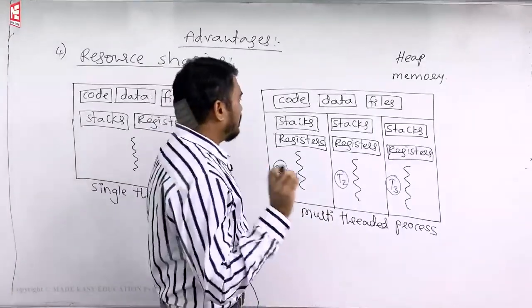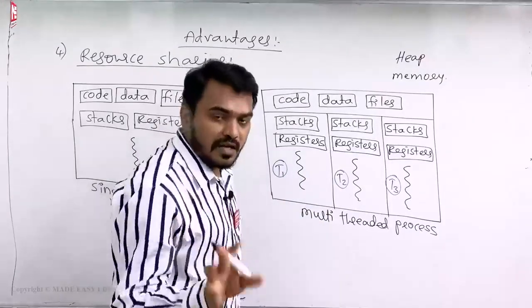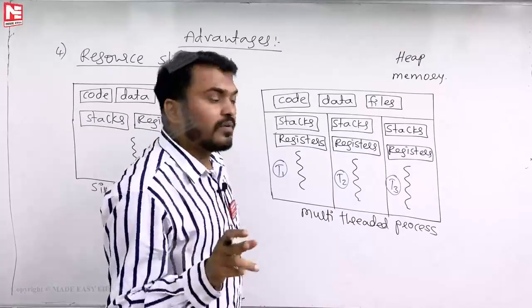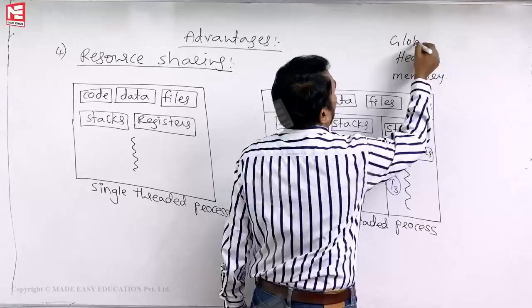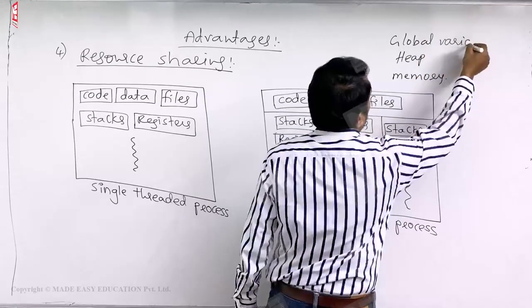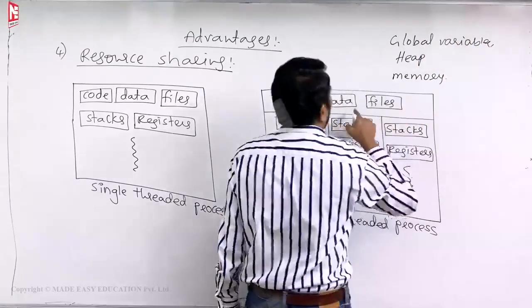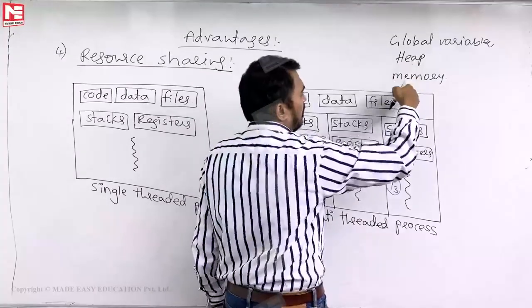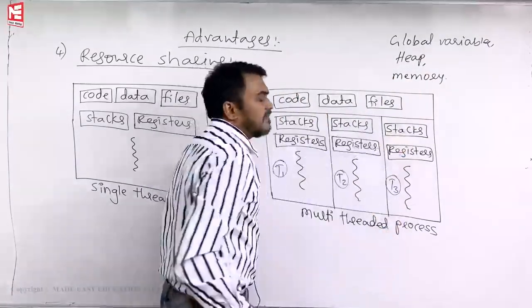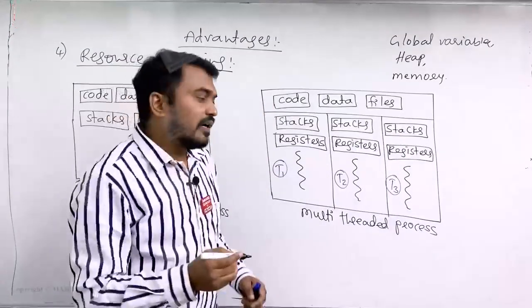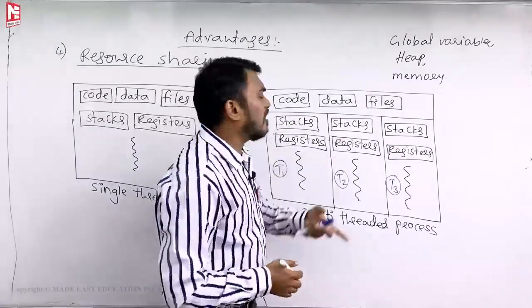Whatever the resources the process is having, like code, data in the sense what I said, global variables. Look at here. So global variables, and files, and also heap, and also memory. Is that clear? So all that will be shared among all the threads within the process. But remember, the stacks and registers cannot be shared.